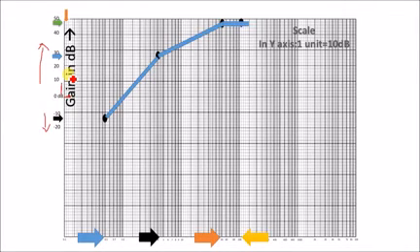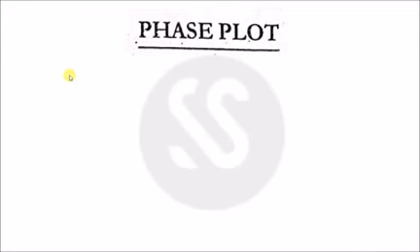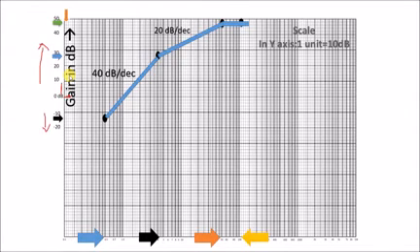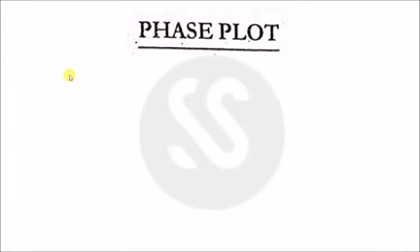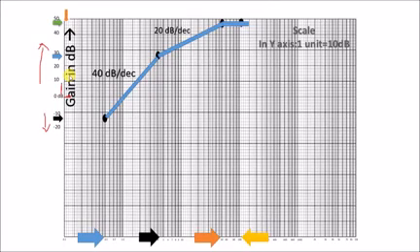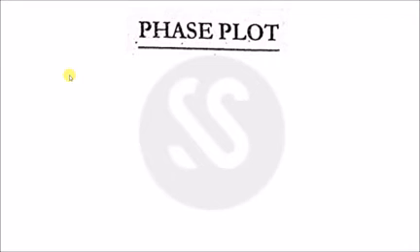This line has to be joined using a scale, and after joining the line you have to write the slope with respect to those lines. So first slope will be 40 dB per decade, second slope will be 20 dB per decade, and third slope will be 0 dB per decade. You have to write, I have forgotten to write. Okay, so this is my phase plot which is completed. Now the previous one is the magnitude plot which is completed, and let me go for the discussion for phase plot.